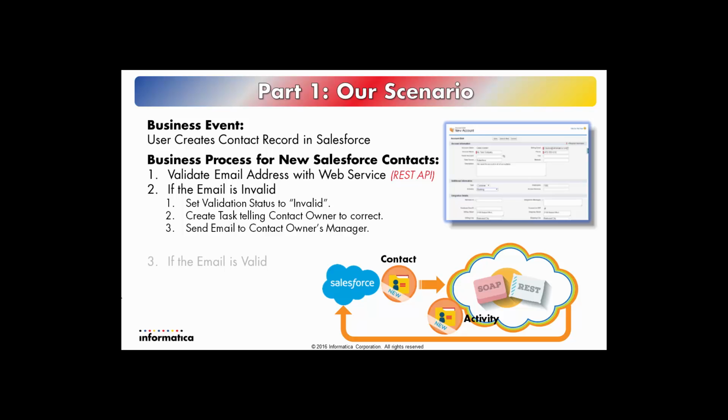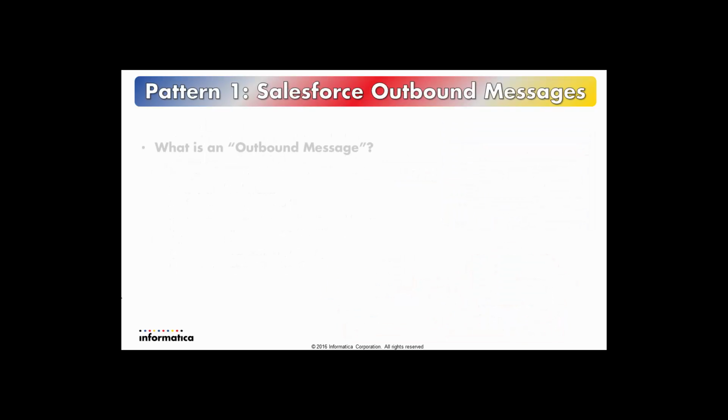So if the email is valid, we're going to go ahead and set the validation status on the contact to valid, and then we're just going to make a little chatter post on the contact saying that it's been validated. So these are going to be the business processes. All the users are going to have to do is create the record within Salesforce, and this process will not only integrate but then notify the end user.